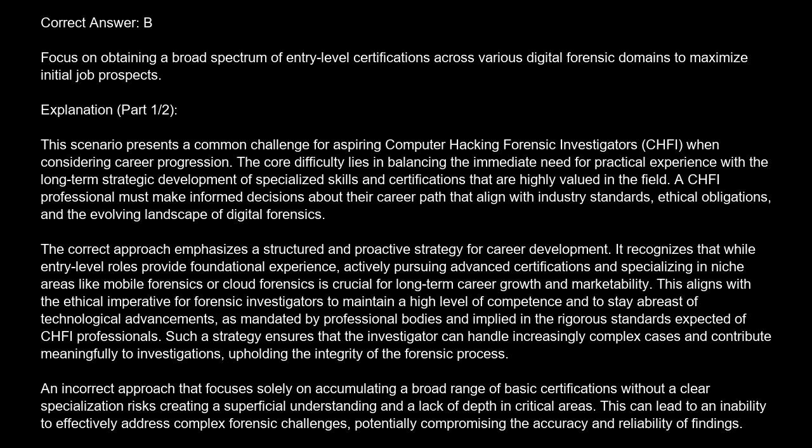This aligns with the ethical imperative for forensic investigators to maintain a high level of competence and to stay abreast of technological advancements, as mandated by professional bodies and implied in the rigorous standards expected of CHFI professionals. Such a strategy ensures that the investigator can handle increasingly complex cases and contribute meaningfully to investigations, upholding the integrity of the forensic process.